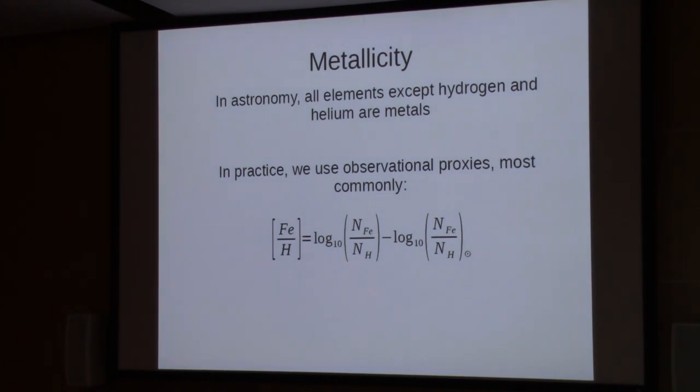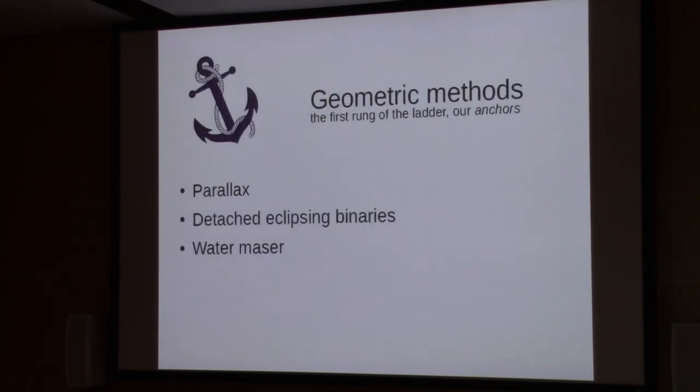And also a reminder that in astronomy, metals are all elements except hydrogen and helium. But in practice, we use observational proxies, so a ratio of the number of atoms of iron to the number of atoms of hydrogen normalized to the solar value. So this is what I mean by metallicity.